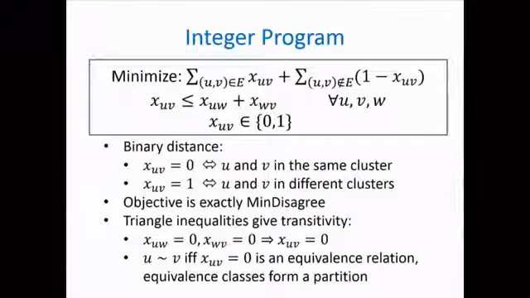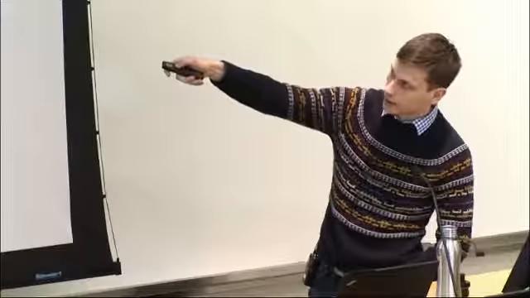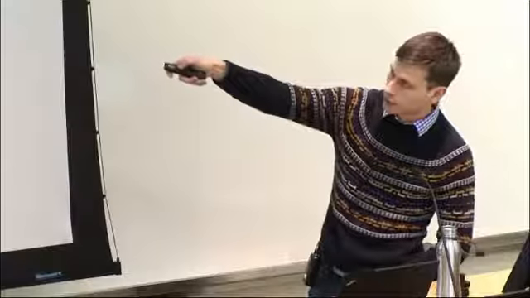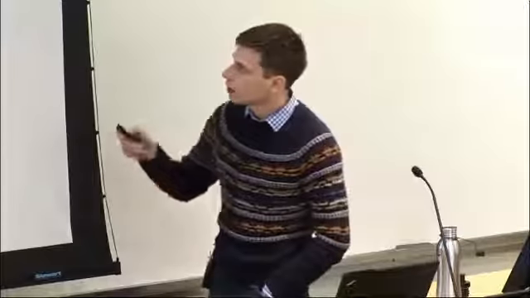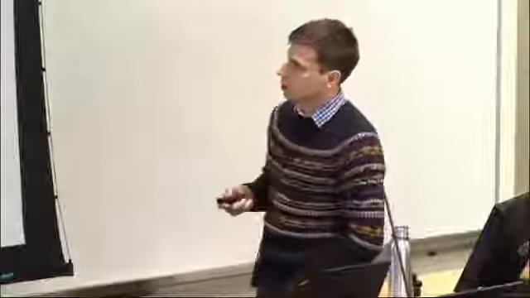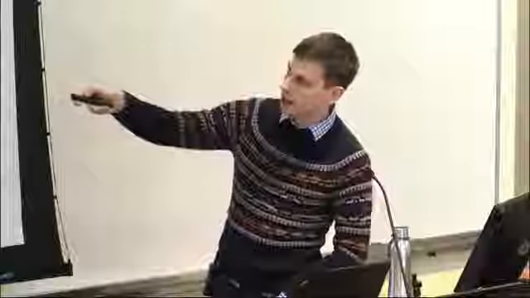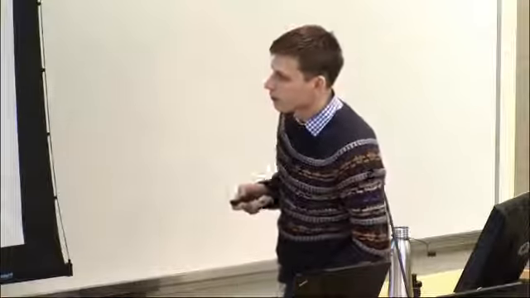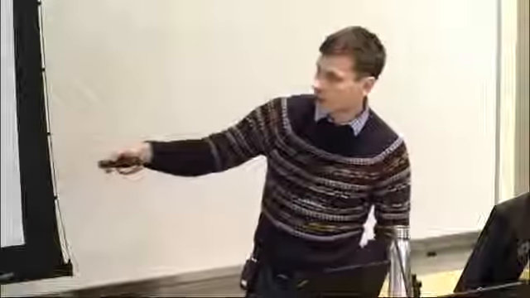Now, using this interpretation, you can convince yourself that the objective is exactly the mean disagree objective that we had before. Because we add up over all edges x_uv's. So we pay 1 if u and v are in different clusters, and 1 minus x_uv for the non-edges. Finally, we have these triangle inequality constraints here. And because x_uv's are binary variables, 0 or 1 only, triangle inequalities are equivalent to transitivity constraints. So if x_uw is 0 and x_wv is 0, then x_uv is also 0.